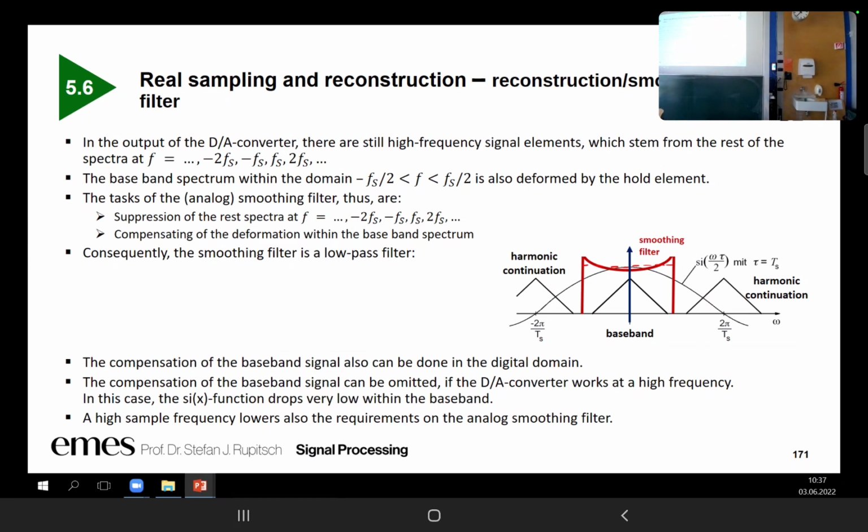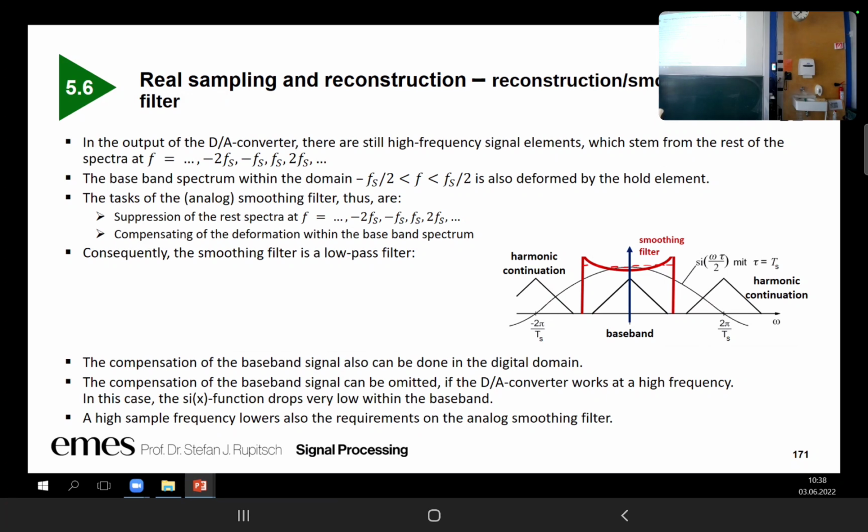And this smoothing filter corrects the damping behavior of the hold element for higher frequency. Okay? Good. The compensation of the baseband signal also can be done in the digital domain. I already mentioned this. The smoothing filter, we can implement it in the analog world, but we can also compensate the digital signal in advance, and then we can use in the analog world the simple low-pass filter. But with this special characteristics here, only a simple low-pass filter is then sufficient if we correct it in the digital domain.